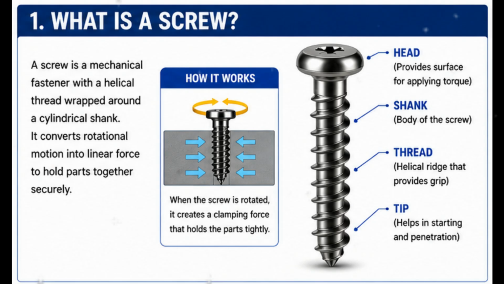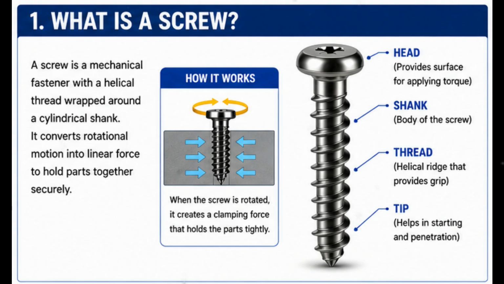Now, let's understand the parts of a screw. Head, where torque is applied. Shank, which carries the load. Thread, which creates a mechanical grip. Tip, which helps in penetration. Every element is designed for a purpose. Nothing is random in engineering design.